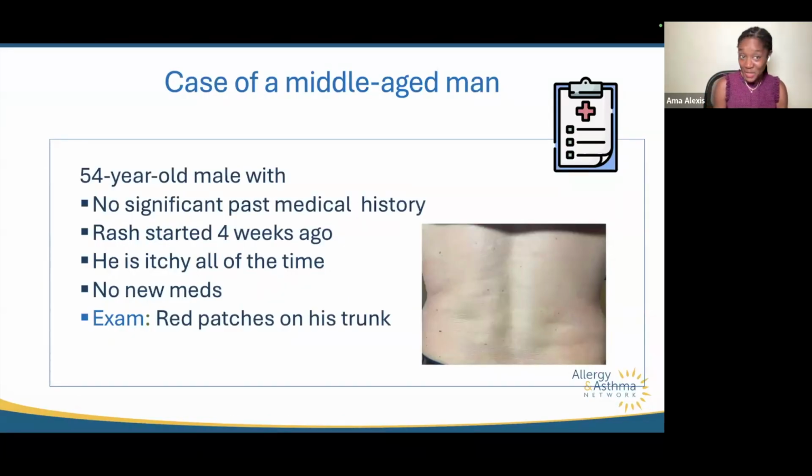So this is a middle-aged man who has no past medical history, nothing significant. And he now has a rash that started about 4 weeks ago.